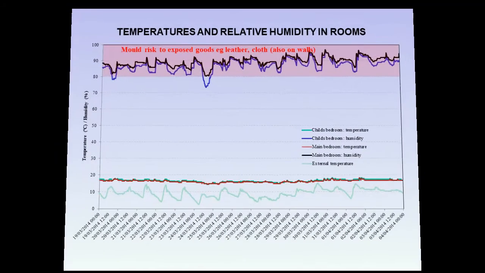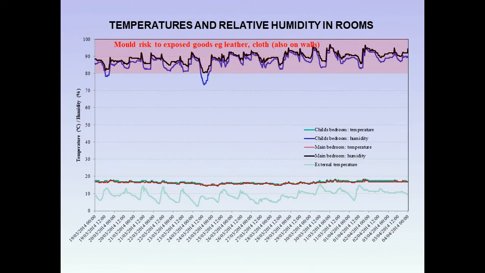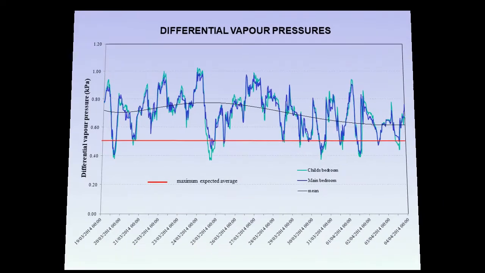For example, this is just a straightforward temperature and humidity in relation to a room, bedroom I think in this case, and mould risk to exposed goods such as leather and cloth, because we were getting mould growth on the bedclothes. But look at the relative humidity. It's running up around about 90%. That will allow mould growth on certain items and certainly on certain cloths.